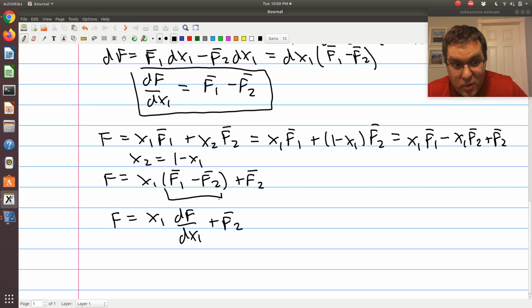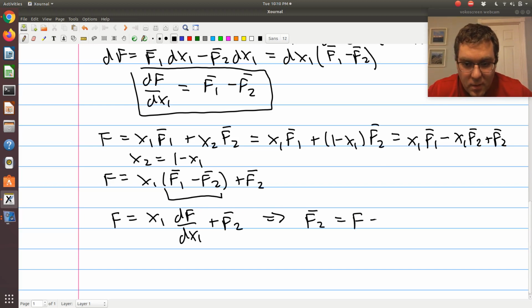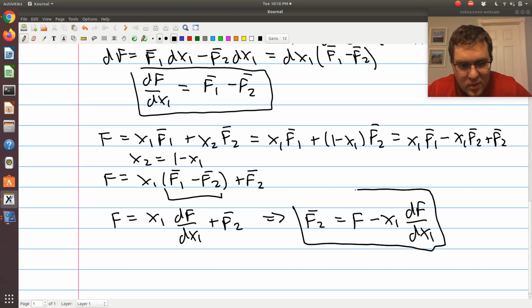Now I only have one partial molar property left. So solving for f bar 2, I get that f bar 2 is equal to f minus x1 df dx1. So now I have an expression to calculate f bar 2 that only involves f and a derivative of f with respect to x1. Great. If I have f as a function of composition, this now gives me a direct way in which I can readily compute it without making any substitutions whatsoever. Awesome. Well, what about f bar 1?